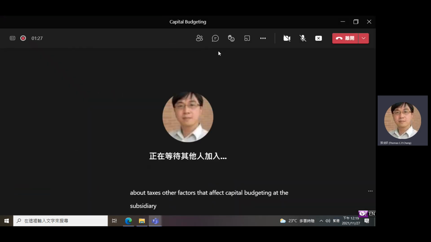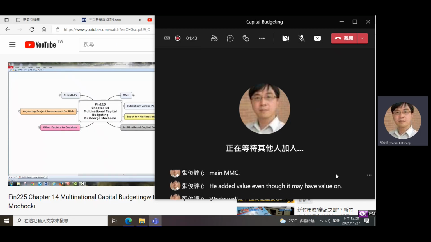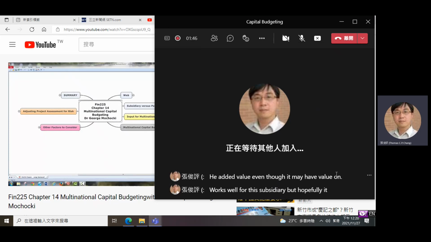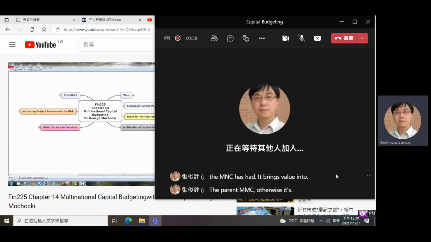And remember, the whole thing that we're looking at from the MNC perspective is to always make the MNC, the parent, add value. Even though a project may work well for the subsidiary, hopefully it plays a part in the strategic financial plan the MNC has, so that it brings value into the parent MNC. Otherwise, it's not a good plan. It won't be a good capital improvement project. All right, so we're going to talk about that.